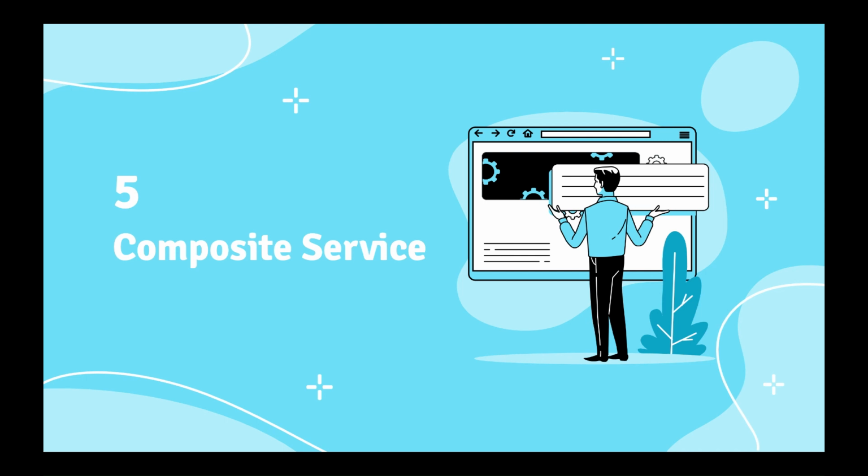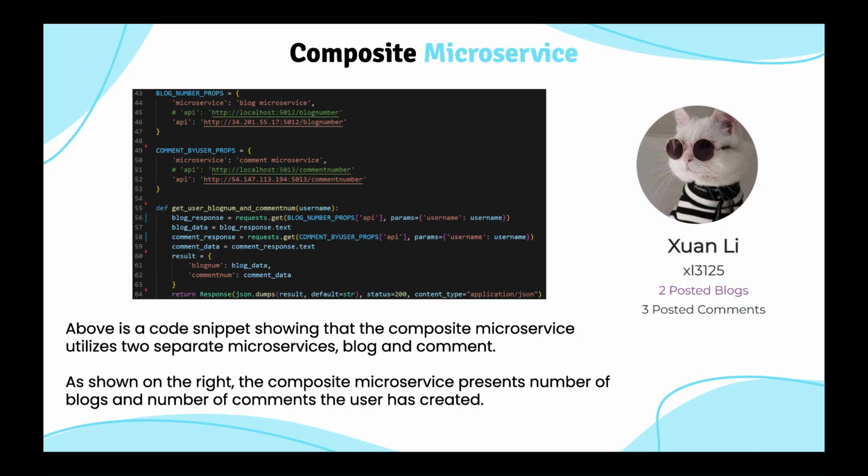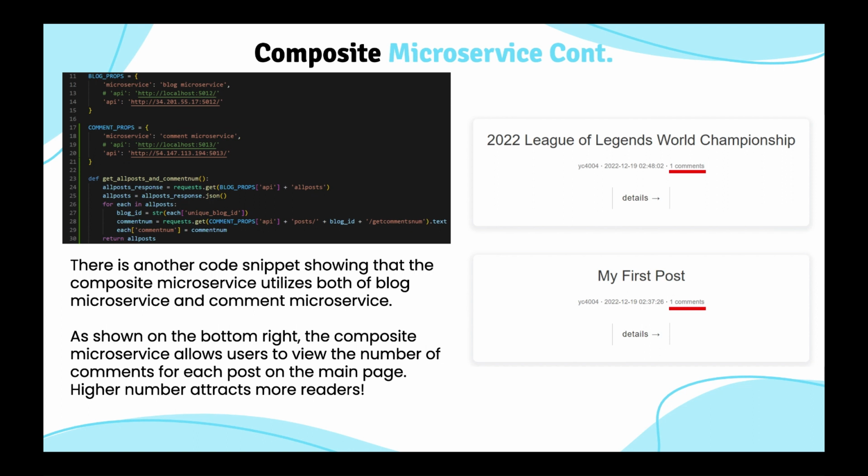In addition to our 3 separate microservices, we built a composite microservice which utilizes blocks microservice and comment microservice. As shown on the right, the composite microservice presents number of blocks and number of comments the user has created on the user profile page. Another function of this composite microservice allows users to view the number of comments for each post on the main page. As we can see on the right, there is 1 comment under the League of Legends World Championship post and 1 comment under my first post.